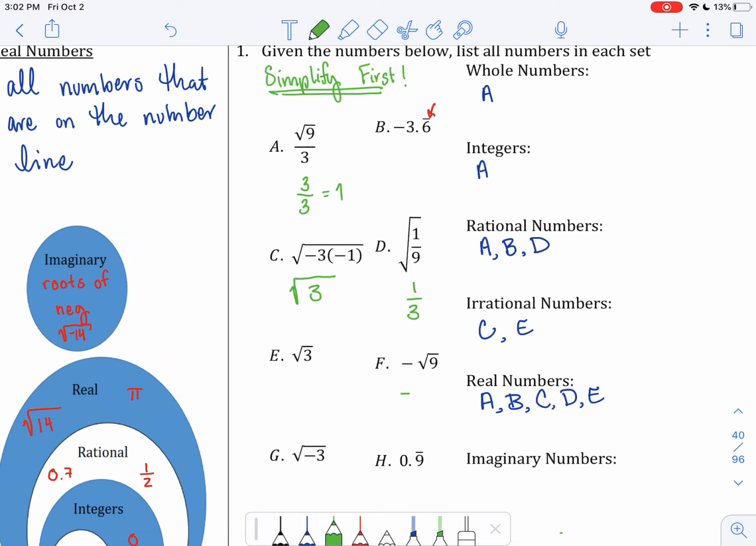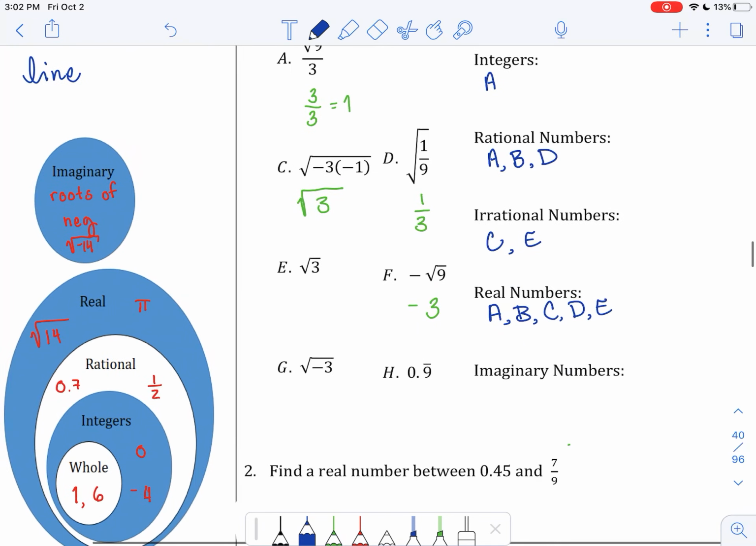Negative root 9 simplifies to -3. So we are going to say, well, that's not a whole number because whole numbers aren't negative, but it is an integer. That's the first of this set here that it fits into. So we have an integer for f, which means it's also rational and it's also real.